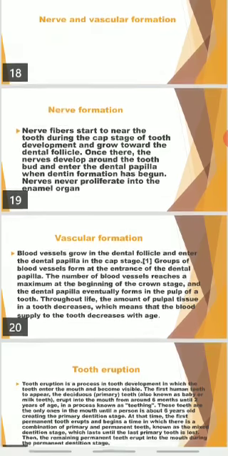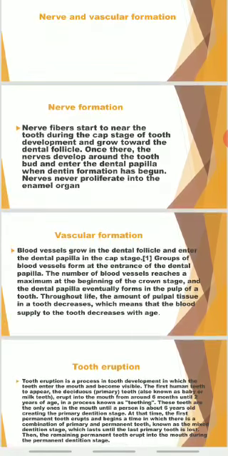After this, I am going to discuss vascular formation. Blood vessels grow into the dental follicle and enter the dental papilla in the cap stage. Groups of blood vessels form at the entrance of the dental papilla. Due to this, the number of blood vessels reaches a maximum at the beginning of the crown stage, and the dental papilla eventually forms the pulp of the tooth. Pulp is also a part of the tooth.